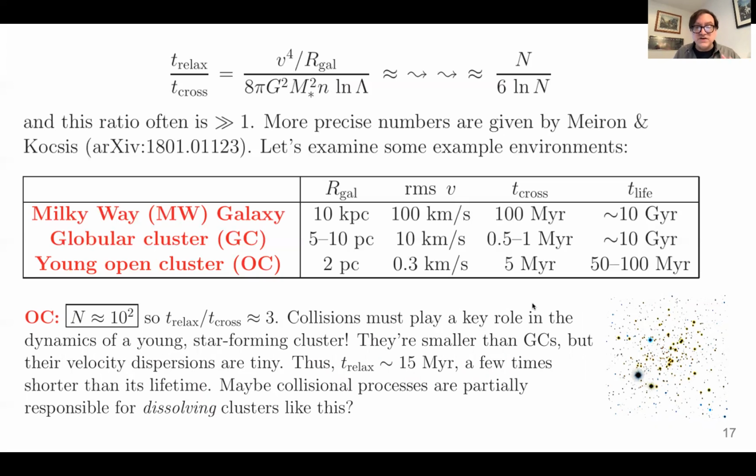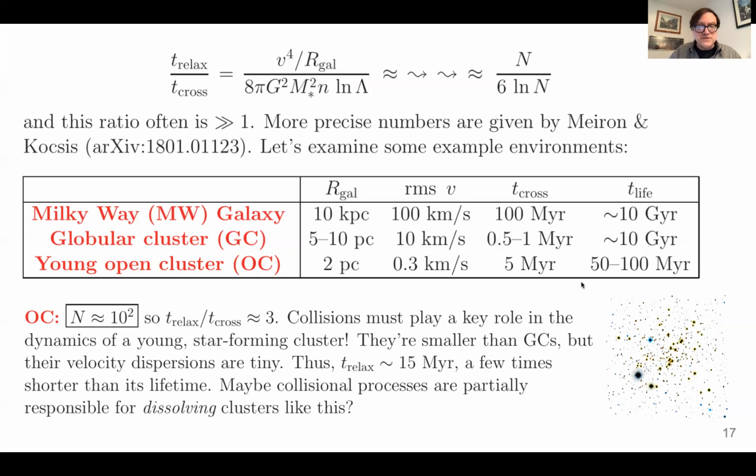So this is starting to tell us that collisions are playing a very important role. The relaxation time is only about 15 million years, again, shorter than the lifetime. And indeed, for these things, we actually think collisions are probably responsible for ending their lives. In other words, it's such a small number of things that just a few collisions that happen and eject stars out into other regions of the galaxy, that is what sets the maximum lifetime. Yeah, it's responsible for dissolving the clusters eventually.